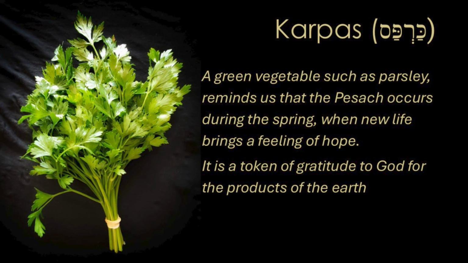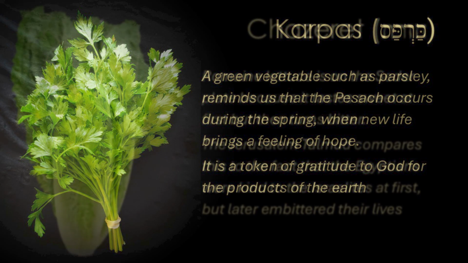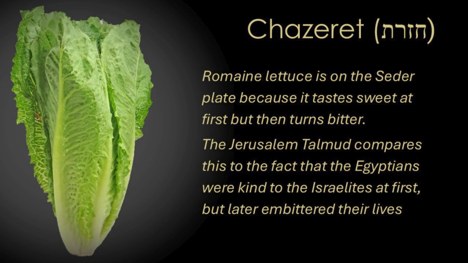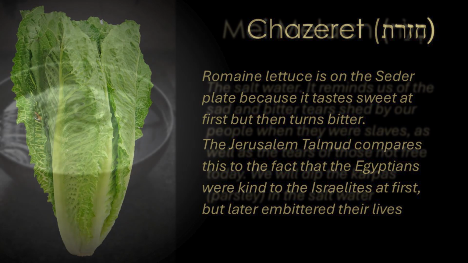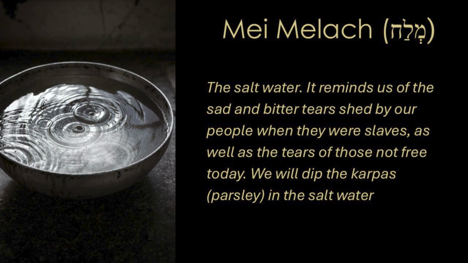Then we have karpas. A green vegetable such as parsley reminds us that the Pesach occurs during the spring, when new life brings a feeling of hope. It is a token of gratitude to God for the products of the earth. Then we have the chazeret. Romaine lettuce is on the Seder plate because it tastes sweet at first, but then turns bitter. The Jerusalem Talmud compares this to the fact that the Egyptians were kind to the Israelis at first, but later embittered their lives. Mei melach, the salt water.